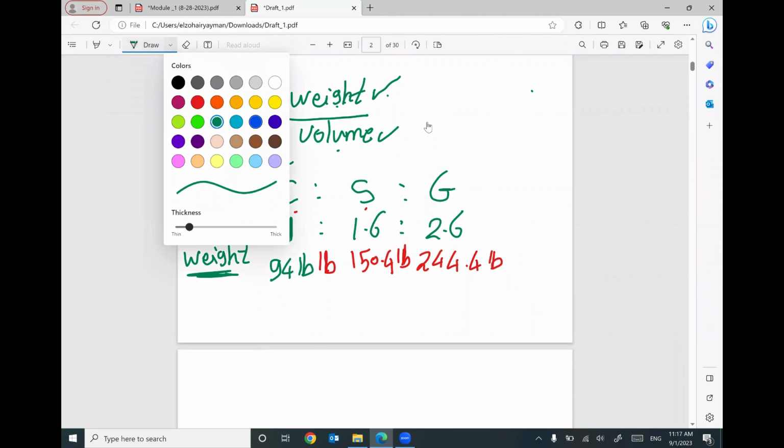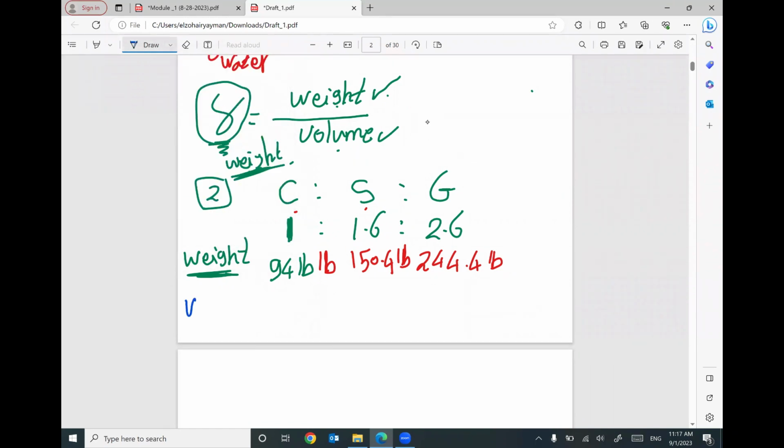Can you convert this weight to volume? How much volume in cubic feet of cement? How much volume in cubic feet of sand? How much volume in cubic feet of gravel? And don't forget we have water. I forgot to mention this. How much cubic feet of water?